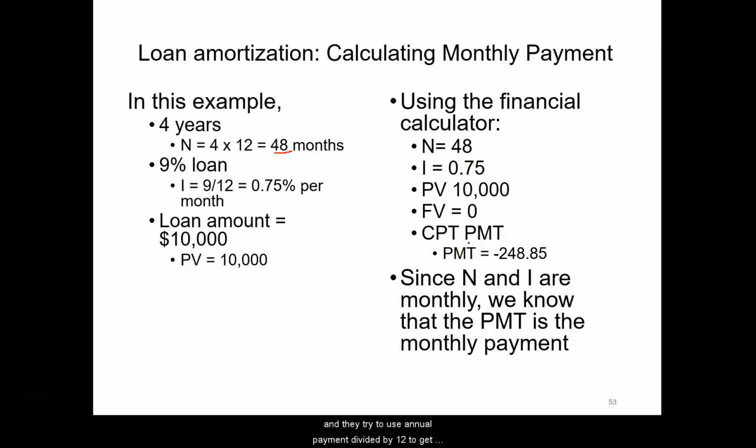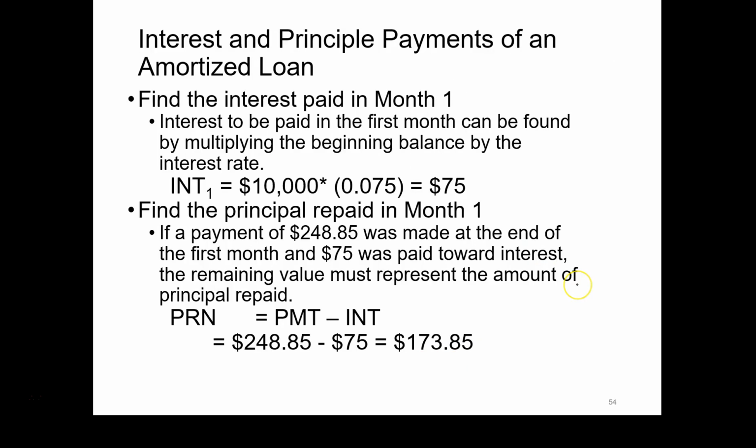A common mistake is that some students will try to use 4 years and 9% and calculate a payment which will be an annual payment. And they try to use the annual payment divided by 12 to get the monthly payment. And that is actually not correct. We want to calculate the monthly payment based on the monthly setting instead of 1/12 of the annual payment. So once you have the payment amount calculated, we can try to understand this amortization process.